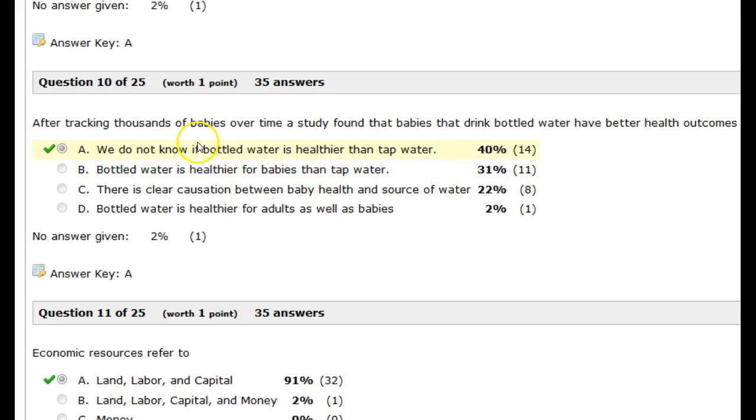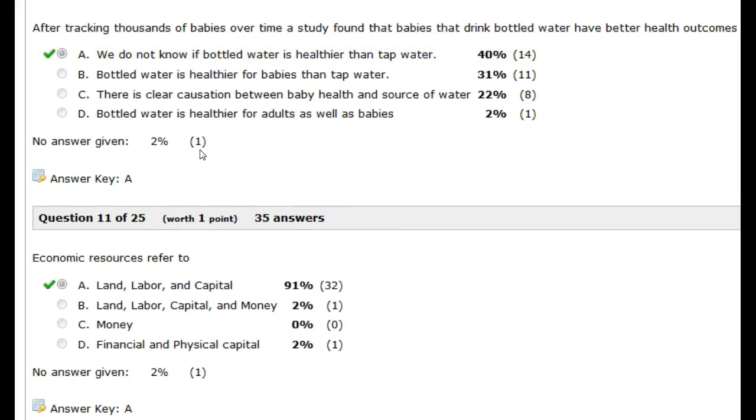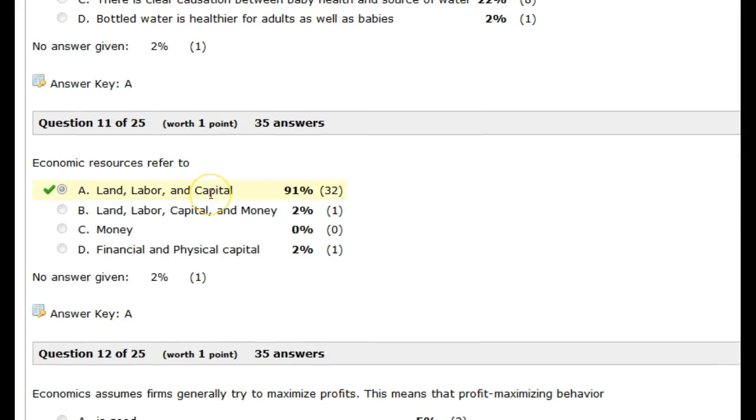In particular, bottled water is more expensive than tap water, and so families that are willing to pay for bottled water tend to be higher income families, and they're probably going to have better health outcomes for their babies. So it may not be anything about the water. It may be there's a third variable, in this case the wealth of the family, that is driving that relationship. Correlation is not causation. This one looks good.